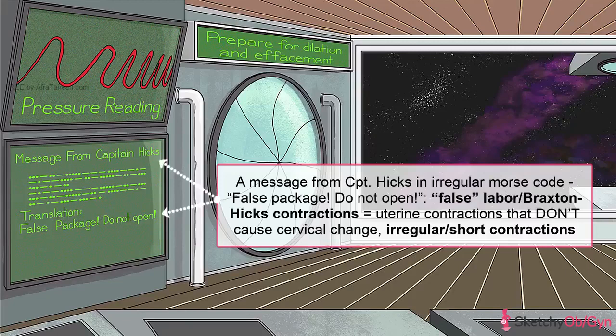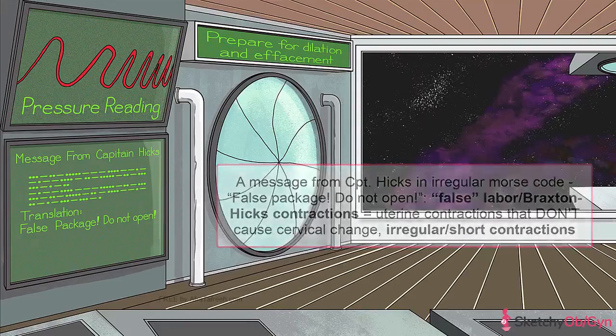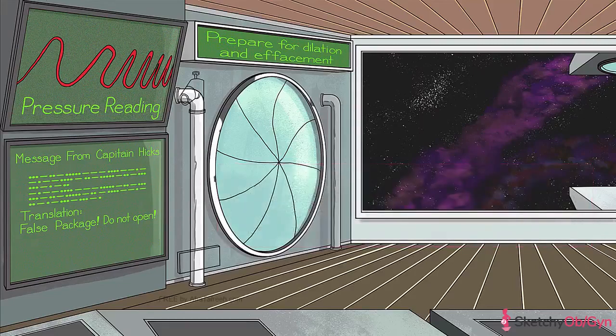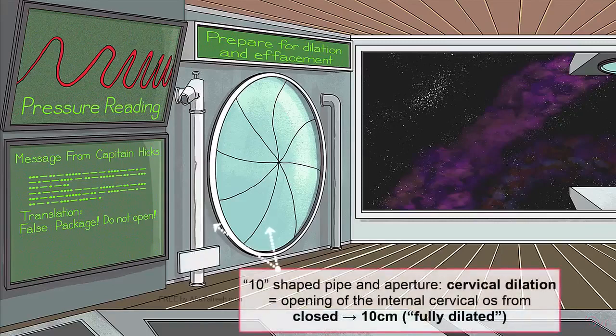Okay, so if labor depends so much on the cervix changing, what is considered cervical change exactly? Like we briefly touched on, cervical change is either dilation or effacement. Cervical dilation is when the cervical os opens to allow passage of the fetus's head. 10 centimeters dilated is considered full dilation. You can see that this pipe and aperture over here on the left form a 10 when put together.